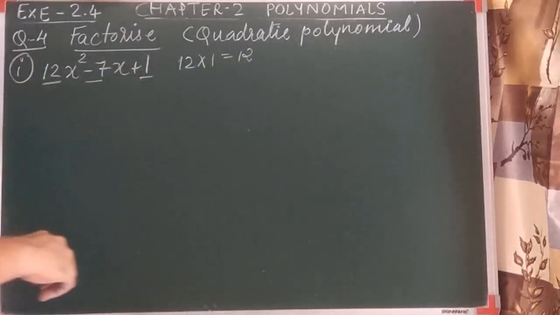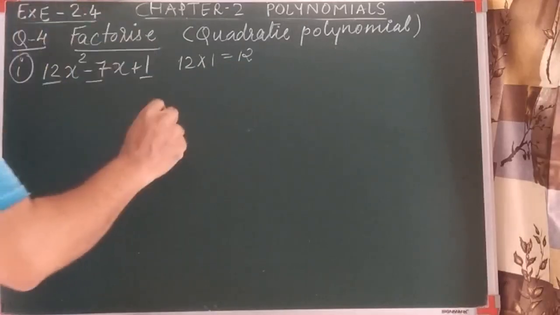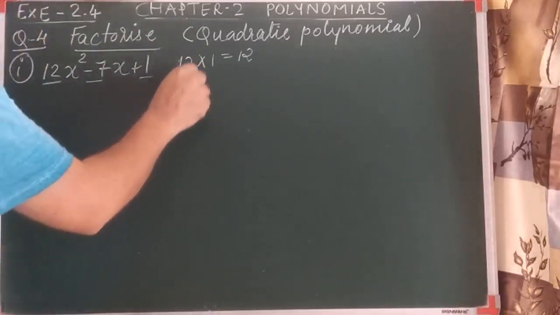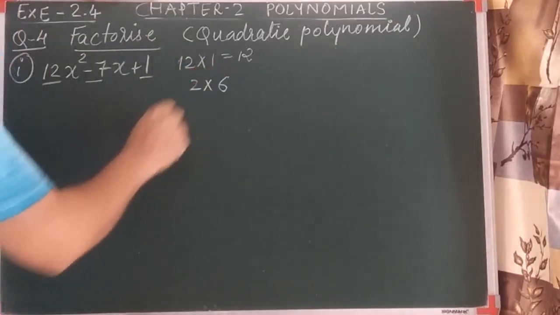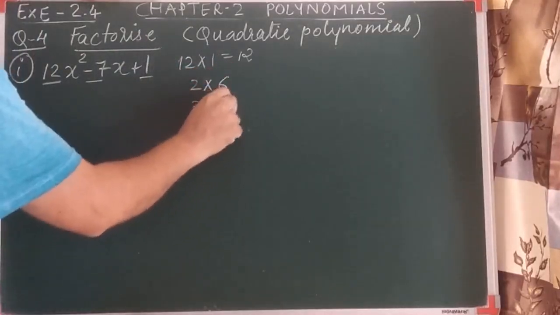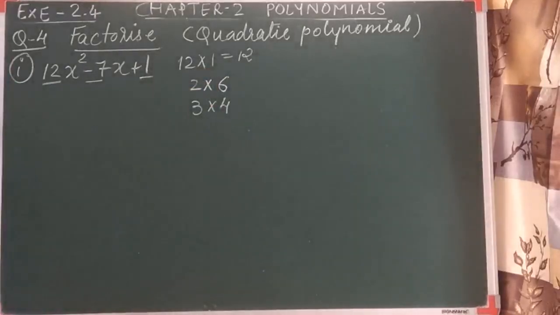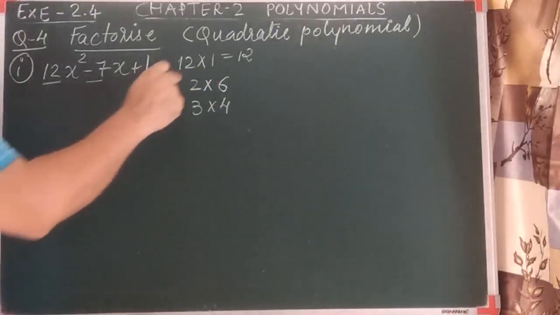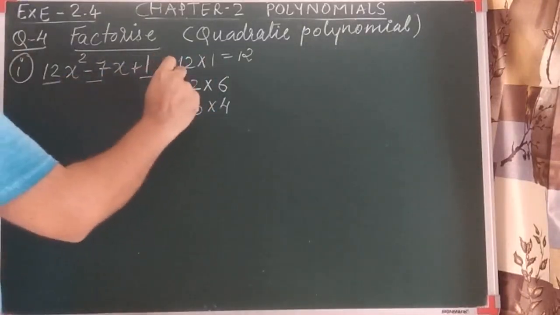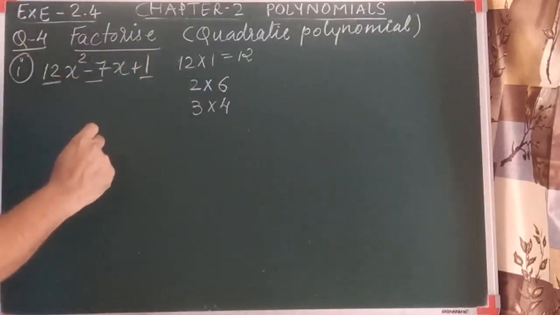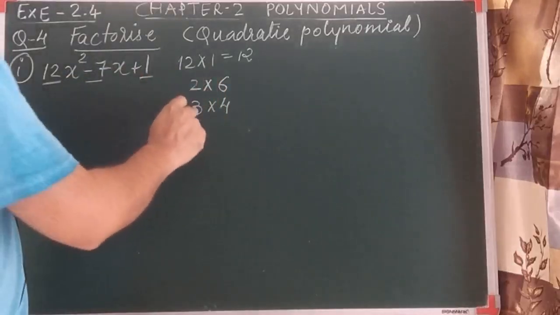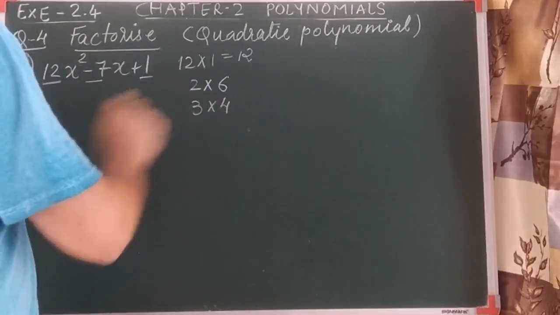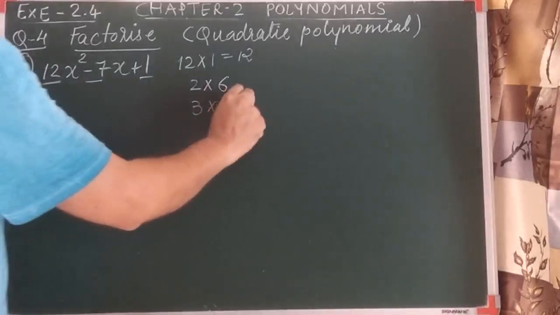So let us write all the possible factors of 12. 12 ones are 12, 2 sixes are 12, 3 fours are 12. These are the three possible factors of 12. Now you can see which two numbers sum to 7. We can say 12 plus 1 can never be 7. 2 plus 6 is not 7. And 3 plus 4, yes, that is 7. So these could be the factors.